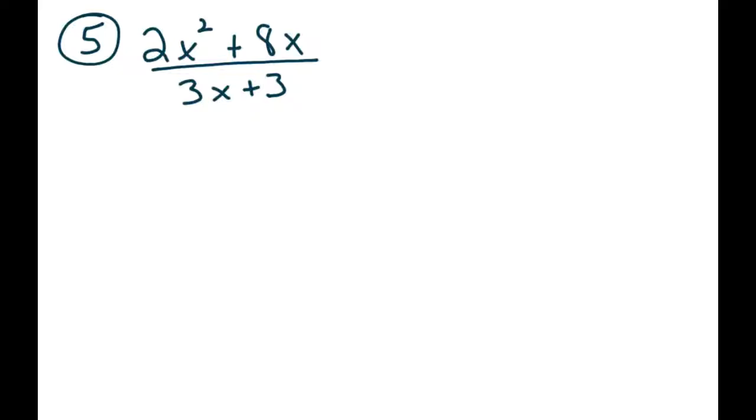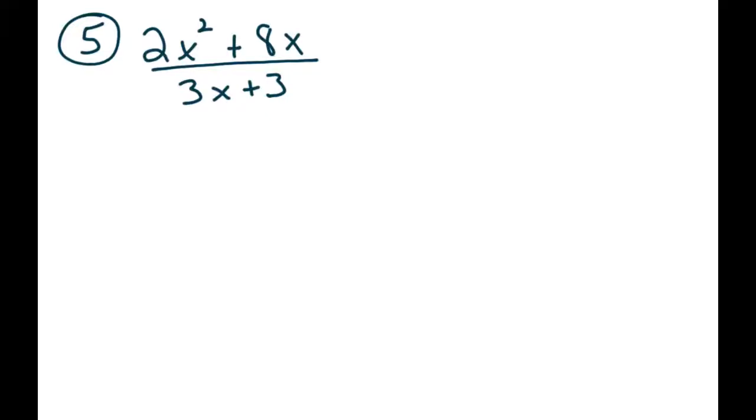So the key here is that we cannot cancel individual terms when we have addition and subtraction. We call it canceling across addition or subtraction. We cannot do that. We can only cancel when things are being multiplied together.